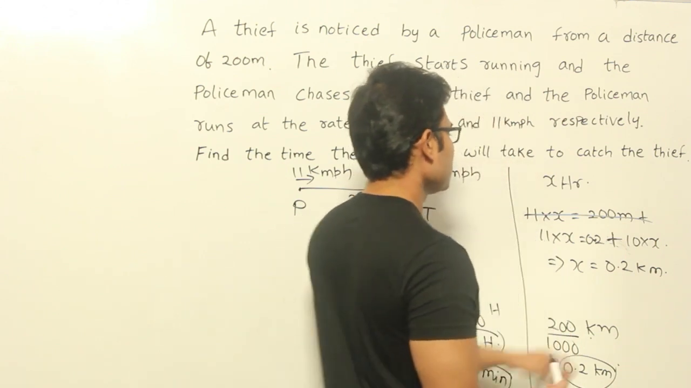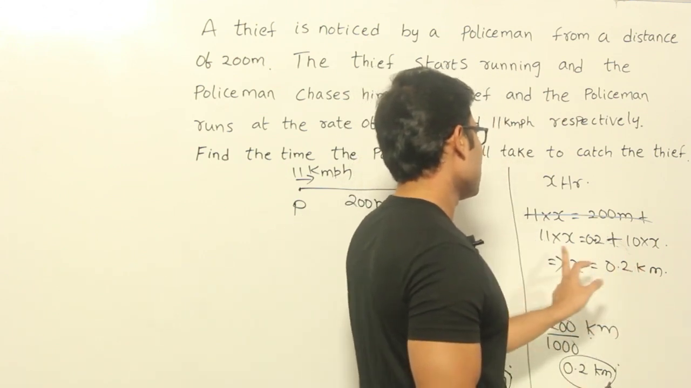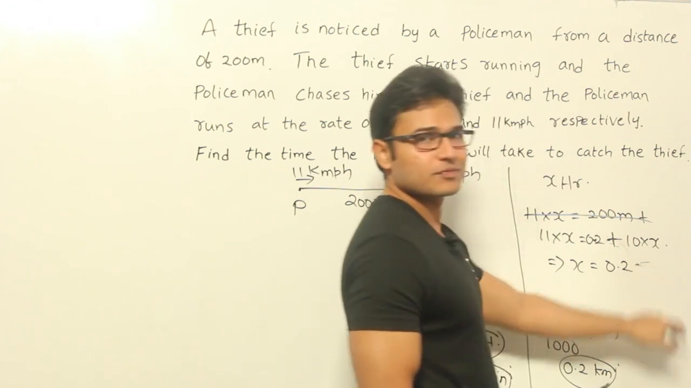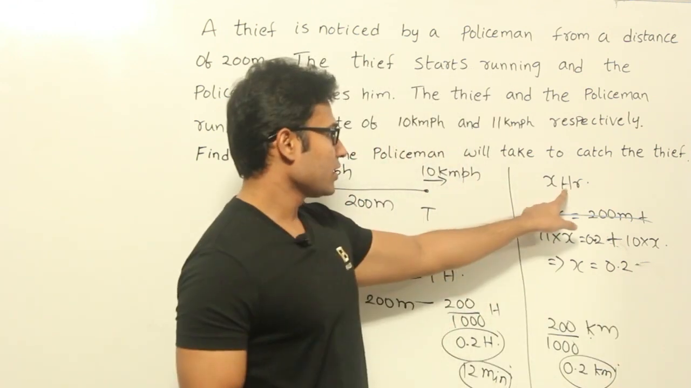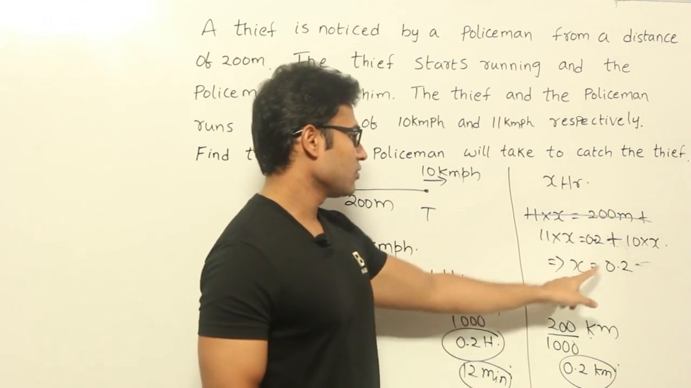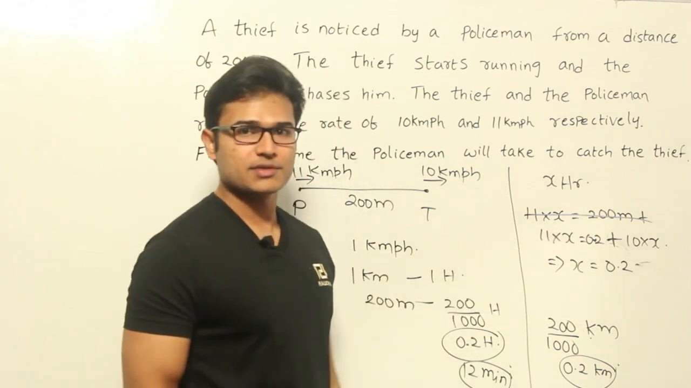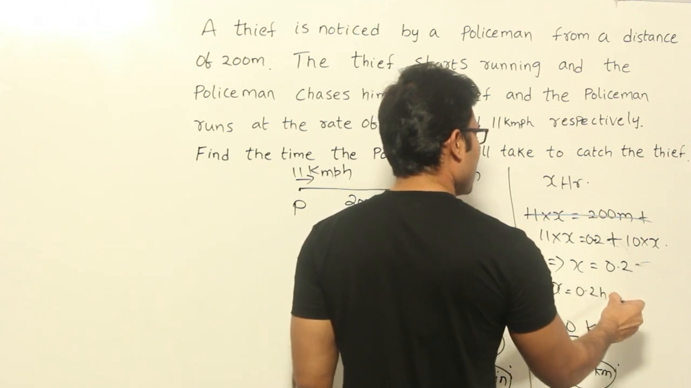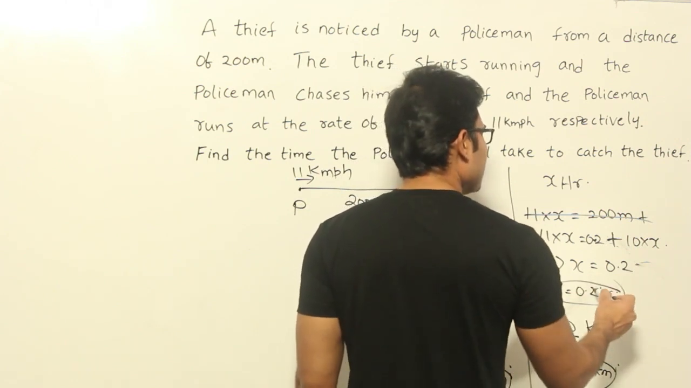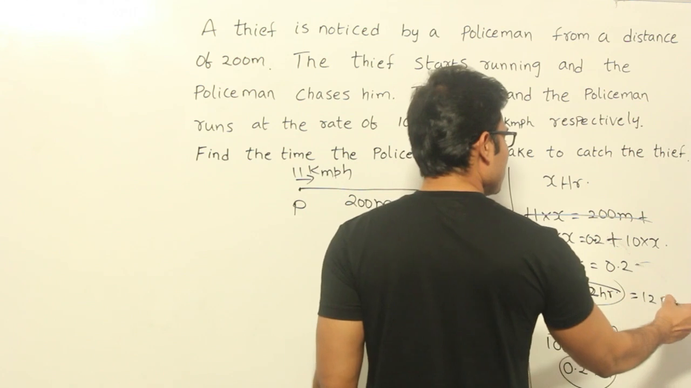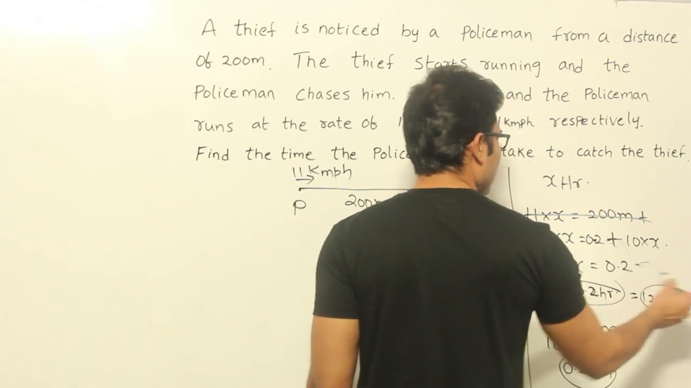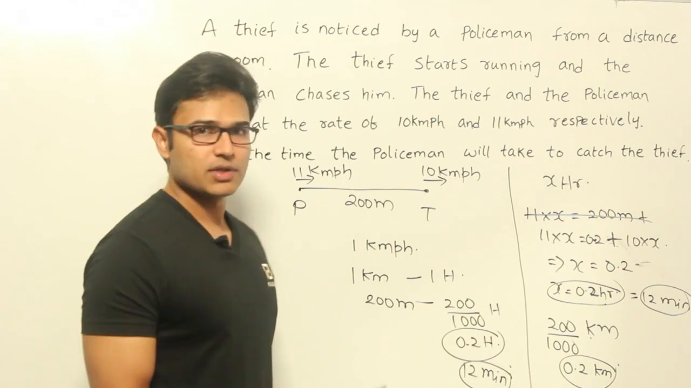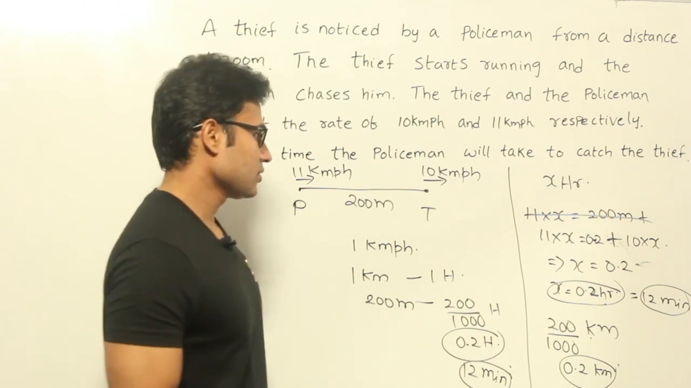Now if you see this, x is equal to 0.2. Since we have already assumed that x is in hours, therefore x equal to 0.2 means 0.2 hours, right? So what does it mean? It means that the time taken is going to be 12 minutes, because 1 hour equals 60 minutes, therefore it is 0.2 into 60, which is 12 minutes.